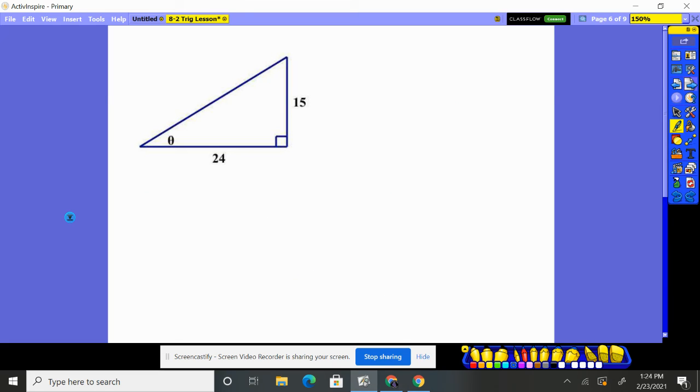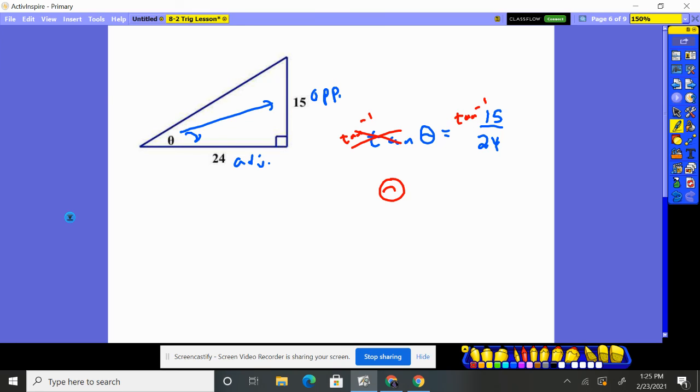We come here, and we're like, who do we have? I have the opposite, and I have this guy here, the adjacent. Well, that's going to be the tangent. Tangent is opposite over adjacent. So the tangent of theta is the opposite, 15, over the adjacent, 24. So now, how am I going to get rid of tangent? I'm going to take the inverse tangent of both sides. This is actually very easy to do. So theta is approximately, I go to my calculator, type in the inverse tangent of 15/24, and I'll just tell you I got 32.0 degrees when I did it earlier.